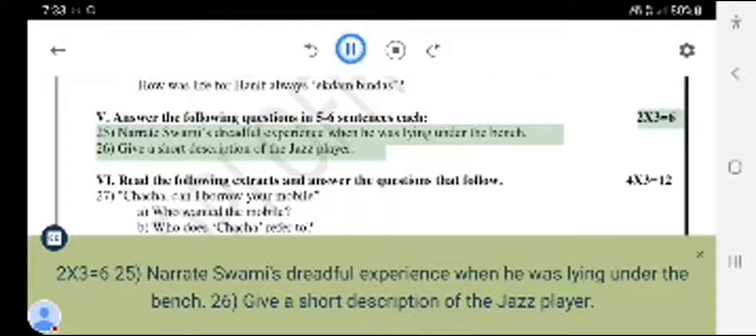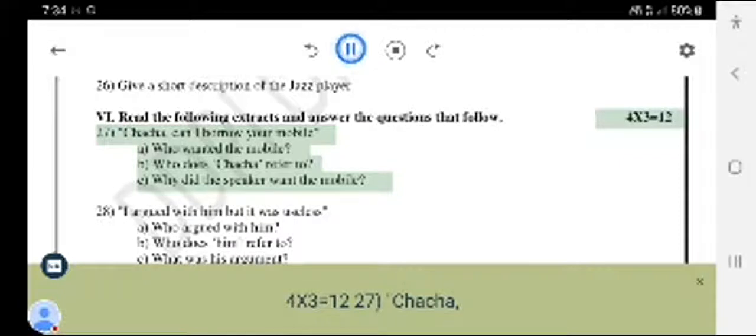2x3 equals 6. 25. Narrate Swami's dreadful experience when he was lying under the bench. 26. Give a short description of the jazz player. V. Read the following extracts and answer the questions that follow. 4x3 equals 12. 27. Cha-cha, can I borrow your mobile? A. Who wanted the mobile? B. Who does cha-cha refer to? C. Why did the speaker want the mobile?